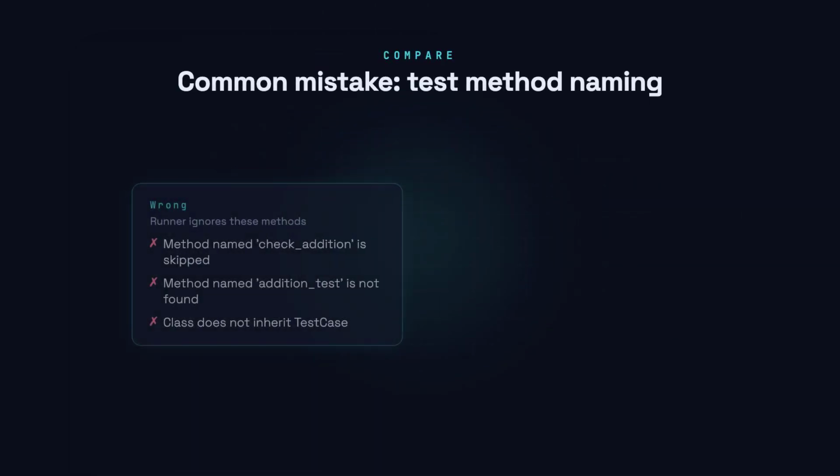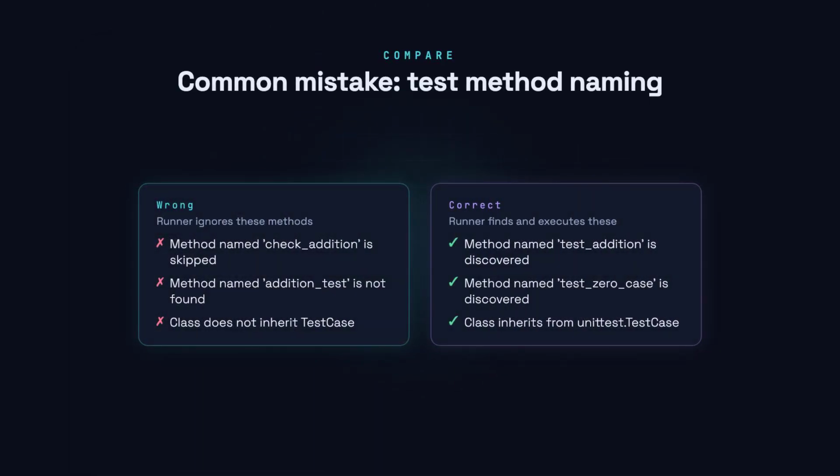The two most common mistakes are forgetting to inherit from TestCase and naming your method without the test_ prefix. Both cause the runner to silently skip your test. No error, just no coverage.